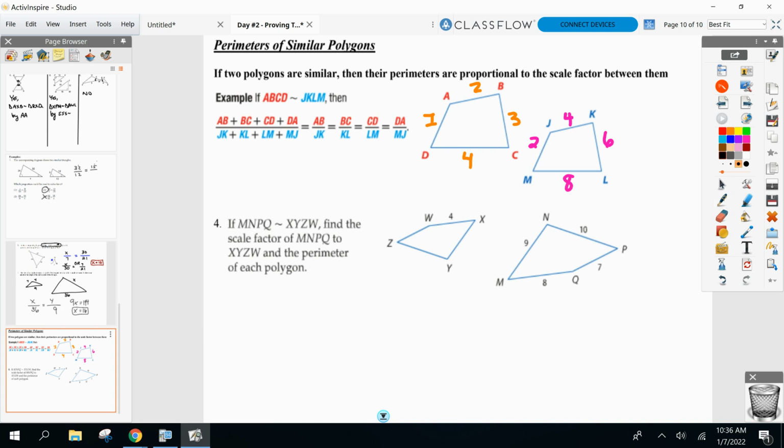Not in your groups, but real quickly by yourself, could you find the perimeters of both of those for me? Real quick. Just find the perimeter of both quadrilaterals.